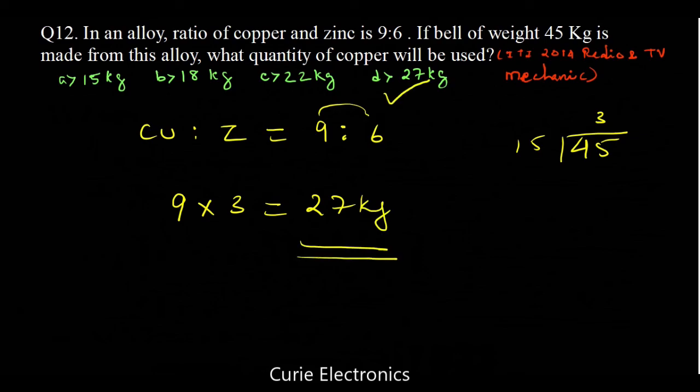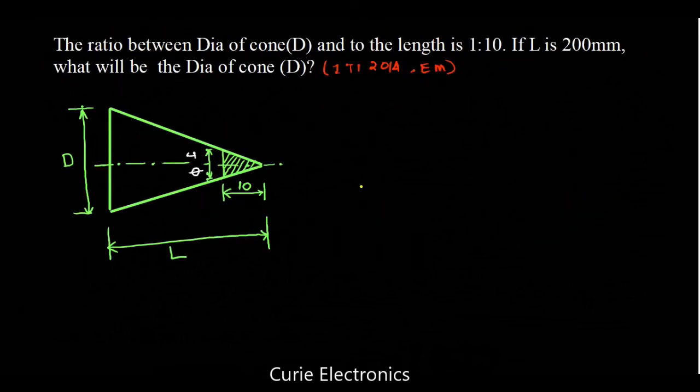If you want to find the zinc, what do you do? Not 9, 6. 6 multiplied by, what is one portion? 3, 18. So 18 parts is for the zinc. This is the last question.